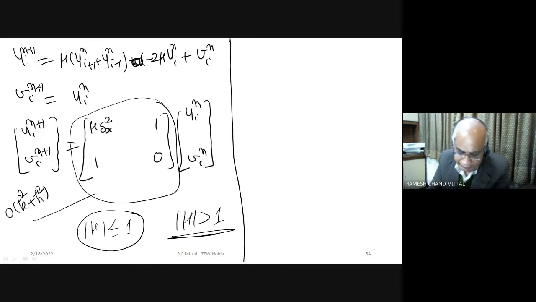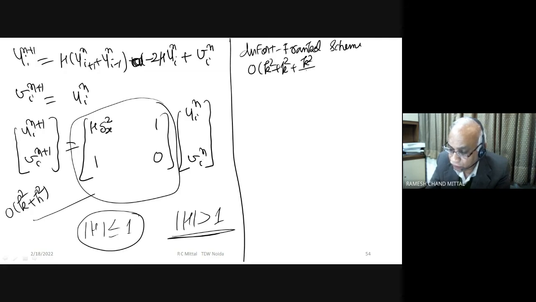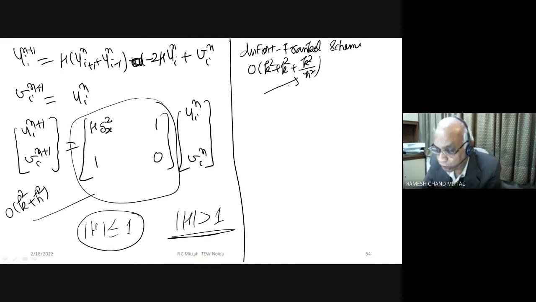As I already discussed, you have another scheme, that is the DuFort-Frankel scheme, which is also three level, but its order is k square plus h square plus k square upon h square. Please don't forget about this k square upon h square. This is the problem creator, though it is unconditionally stable. This is unconditionally stable.